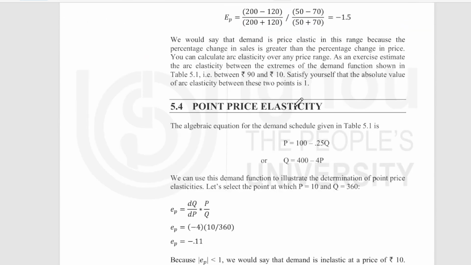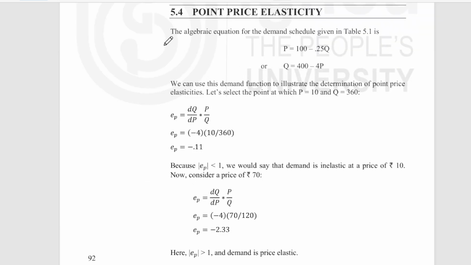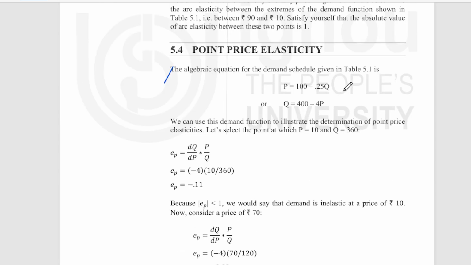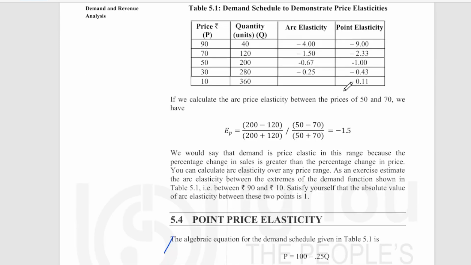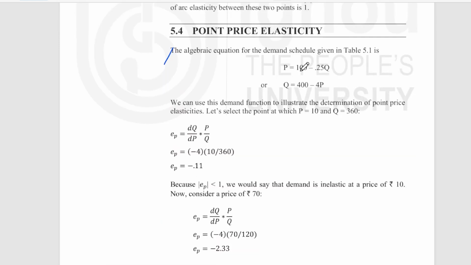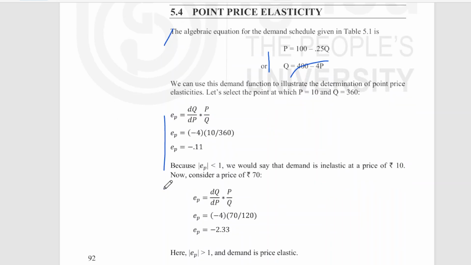Okay, so next one is point price elasticity. What is point price elasticity? The algebraic equation for the demand schedule given in table 5.1. Okay, so this is 5.1. Based on this demand schedule to demonstrate price elasticity, here P is equal to 100 minus 0.25Q. Okay, Q is equal to 400 minus 4P. So based on the equation we can explain the point price elasticity. Okay, so we can use this demand function to illustrate the determination of the point price elasticity. Let's see the equation we refer to in 5.2. Okay, please refer to that section also.